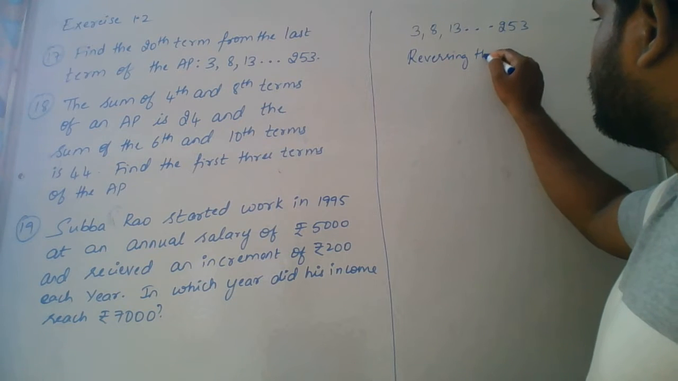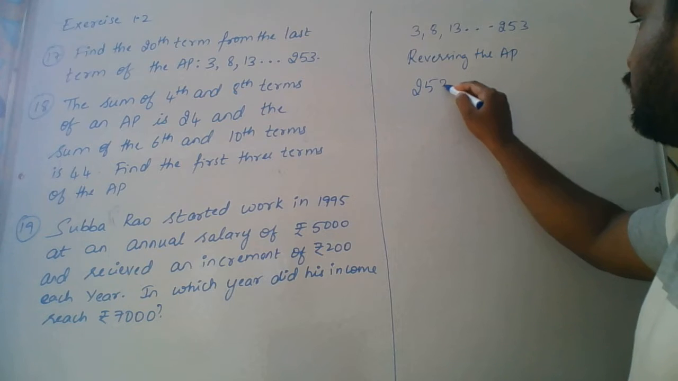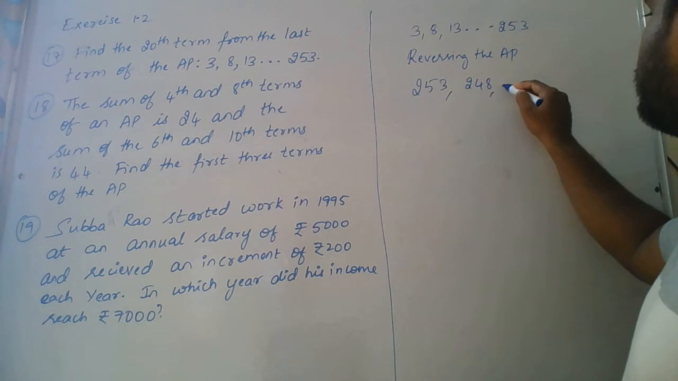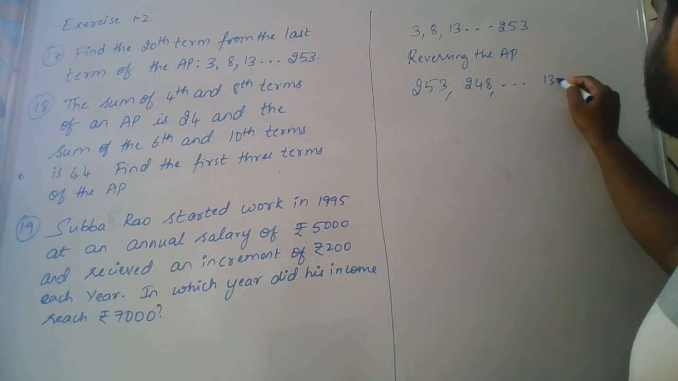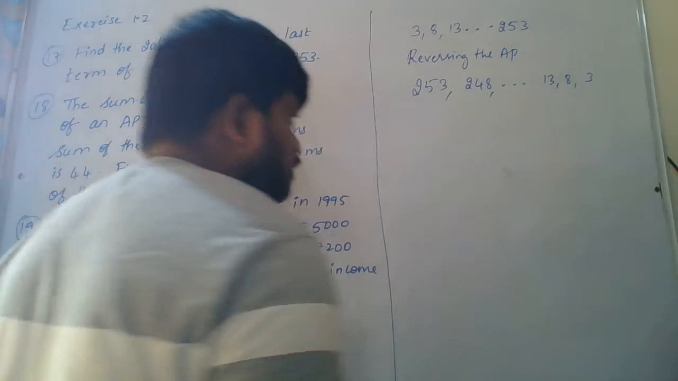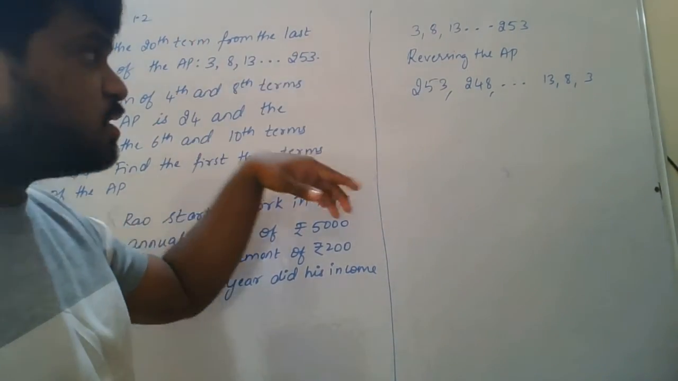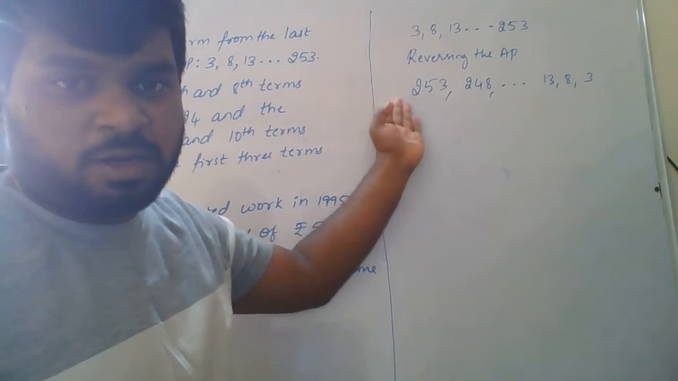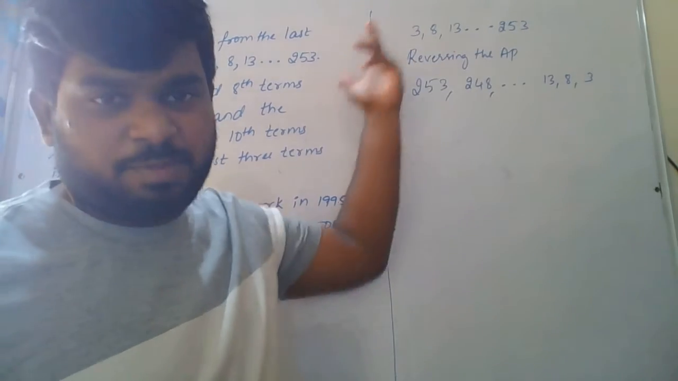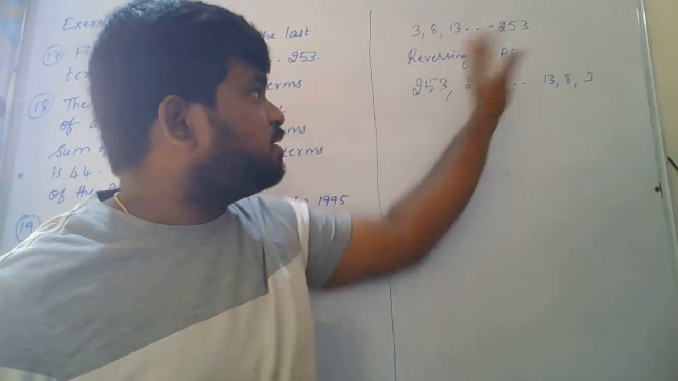Reversing the AP, we get 253, then 248, and so on up to 13, 8, 3. Now, the 20th term from the last was the question. For this reversed AP, it is simply the 20th term from the beginning, isn't it? So I have just reversed the AP. I have to find the 20th term from the last.